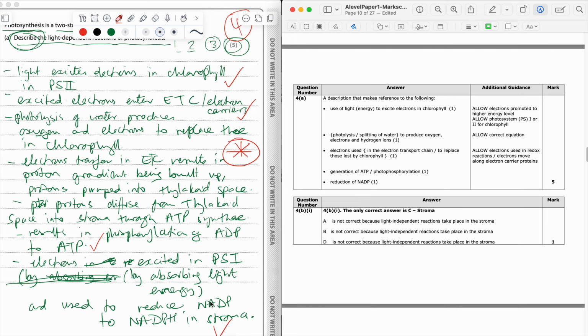What did I forget to say? I did say NADP was reduced. I must have said ATP was produced. Electrons to replace those lost by chlorophyll. I got that.